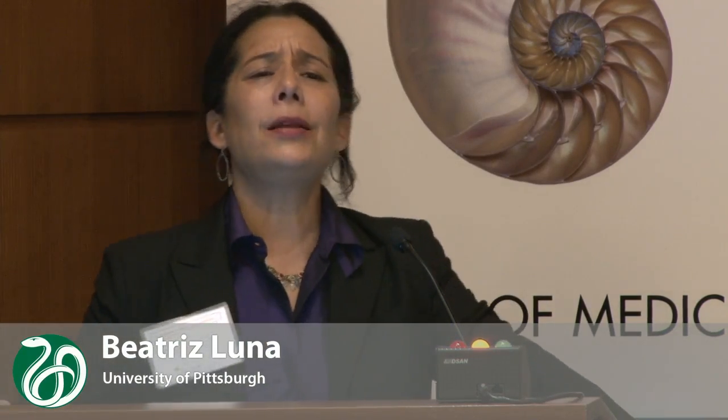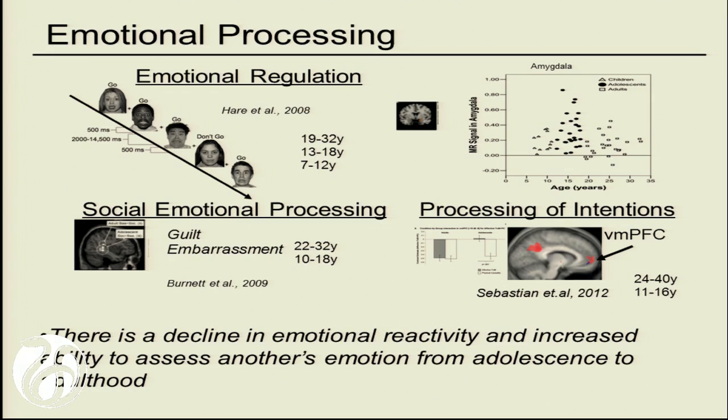Okay. And then finally, social emotional processing. This is a very complex part of the brain. It is the most complex neural system computation that the brain can do, makes us uniquely human. So of course it has a later development and maturation that will persist through young adulthood.